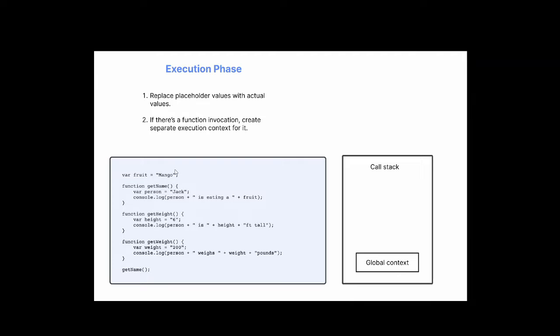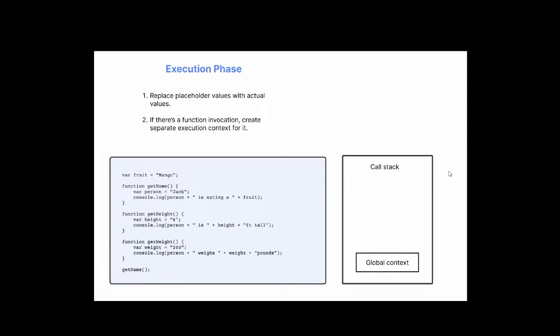After that, it will look for any function invocations in the file. So in our case, we only have a getName function invocation. So when it comes to this line, it will create a separate execution context for this getName function. These two functions don't have an invocation, so it doesn't really matter. They'll be garbage collected by the browser. But on this line, it will create a separate context for this getName function. Now when a function execution context is created, it will again go through the same creation and execution phase, just like we saw in the global execution context. It will also be added to the call stack here.